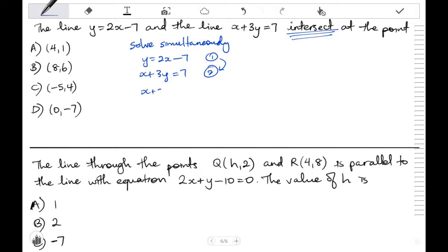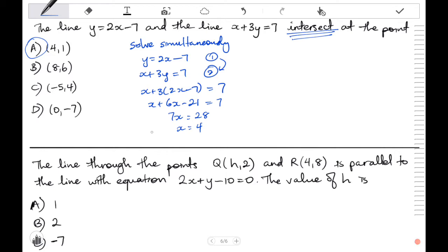As you can see, y is already the subject, so we can substitute that into equation 2. So x plus 3 by 2x minus 7. So x plus 6x minus 21 plus 7x equals 28, x equals 4. Now you could go ahead and substitute x equals 4 into this, but there's only one answer with x equal to 4, so the answer is A.